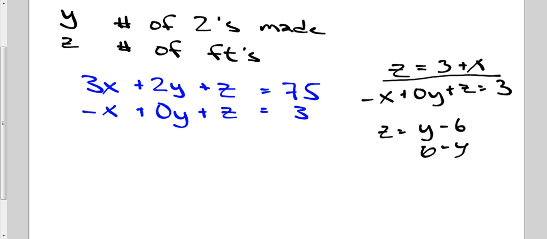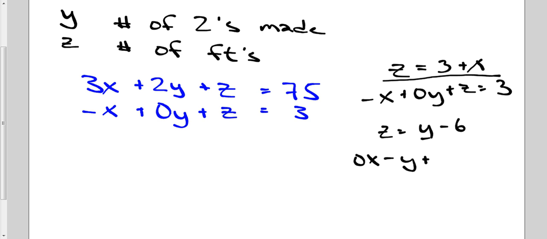Why can't I do 6 minus y? Because you're taking y away from 6, not 6 away from y. Oh, okay. You're going to see a lot of cases where they write it that way, and you're going to jump to this conclusion. So y minus 6 is the right expression, but is it written in the way that we can use it? No. I want 0x minus y plus z equals negative 6.